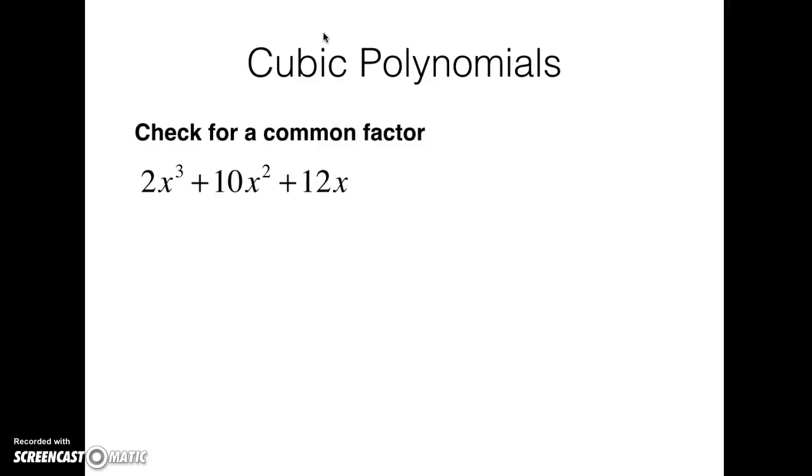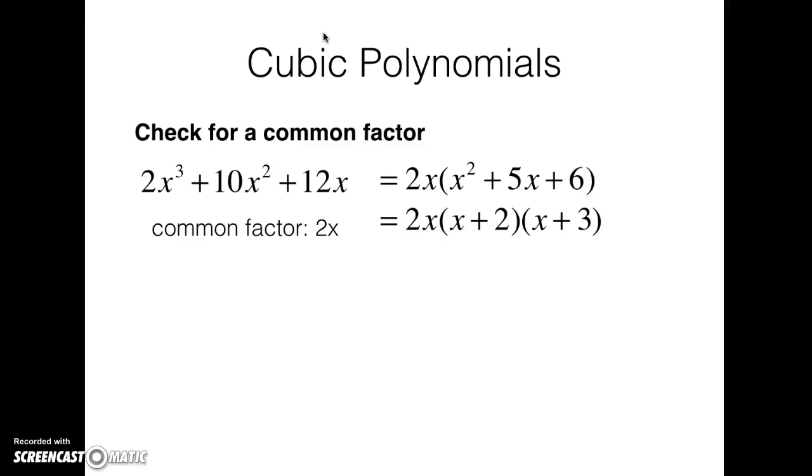The first thing you need to look for when you're factoring a cubic polynomial is to check for a common factor. In this case, the common factor is 2x. So what we're going to do with that is we are going to factor it out. We're going to pull it to the front. So we have 2x, parentheses, x squared plus 5x plus 6. We can further factor the inside by finding the numbers that multiply to give us 6 and add together to give us positive 5. Those two numbers are 2 and 3, so our final factored form is 2x times x plus 2 times x plus 3.